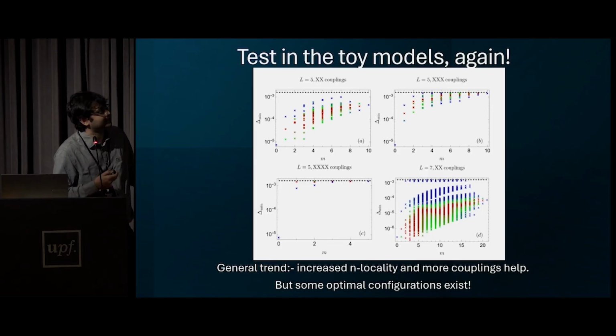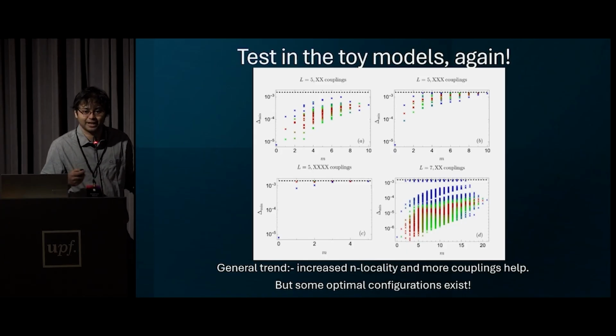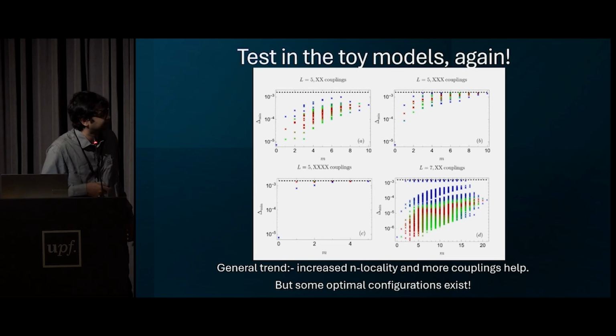So red denotes a high density of points, and blue denotes a low density of points. So this is for 5, this is for XXX, 3 local, 4 local, and then again for 7, this is XX. We couldn't go beyond that because there are around 2 million points, which is here. Beyond that, it's almost impossible to scale up.